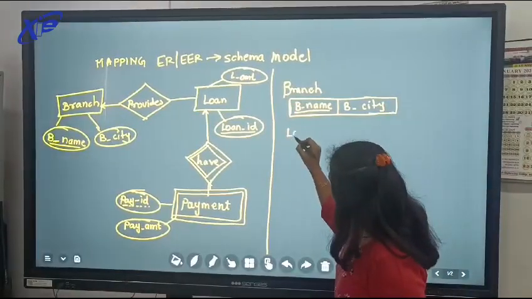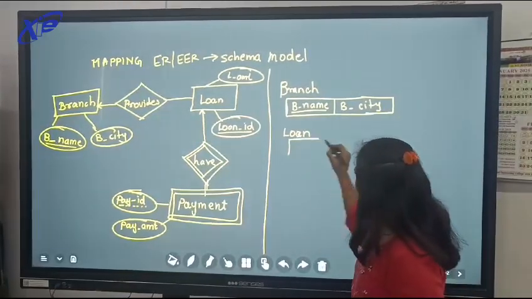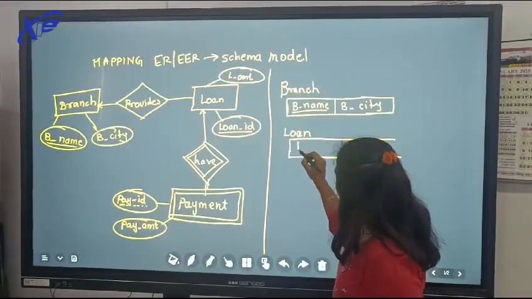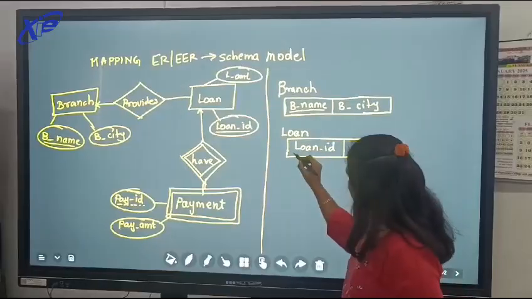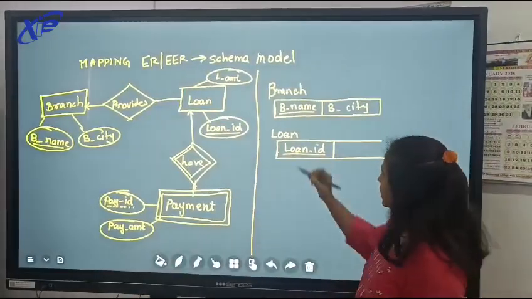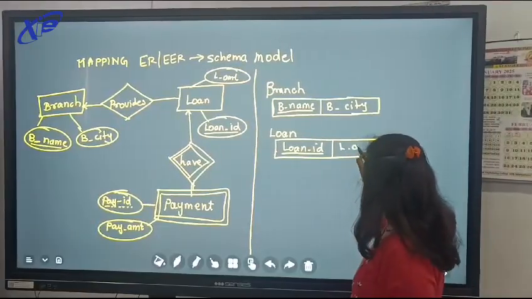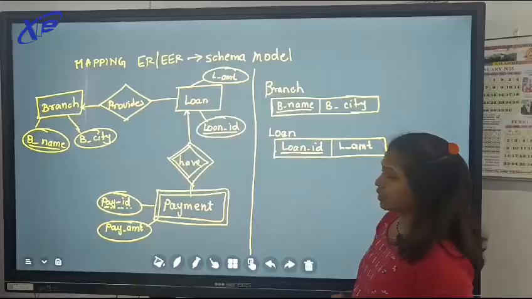Second table, that is a strong entity, we are taking as loan. Loan is having its own attributes. Let us take those attributes as loan ID, which is the primary key for this strong entity set as per the given ER diagram, and loan amount. So these are the two columns we are having.